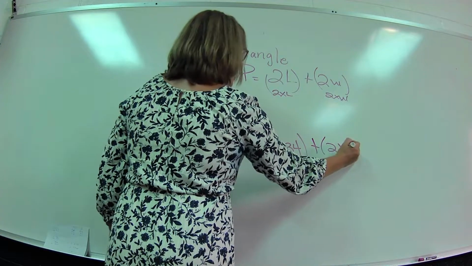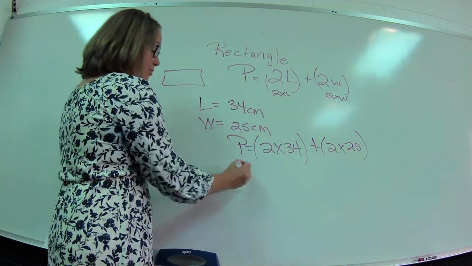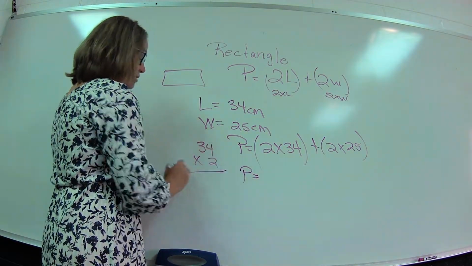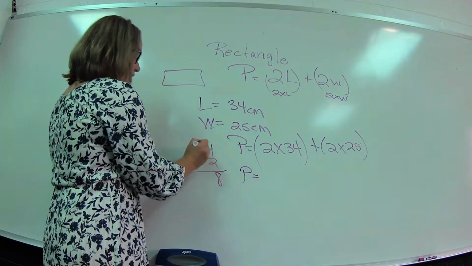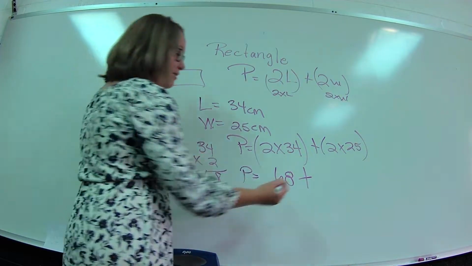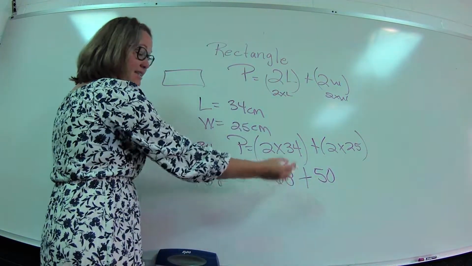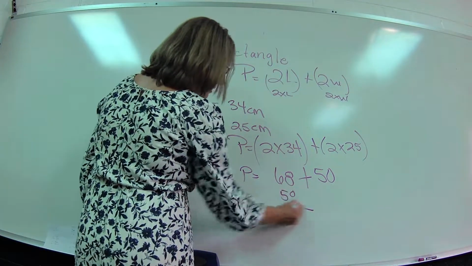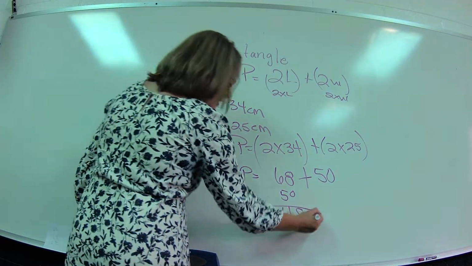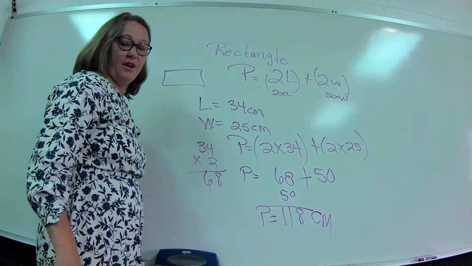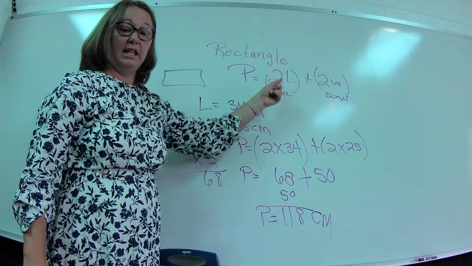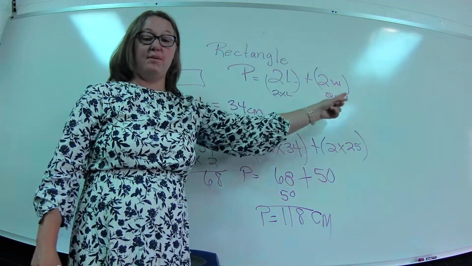Plus 2 times width. Now I can do P equals, I need to do 2 times 34. 34 times 2. 2 times 4 is 8. 2 times 3 is 6. So I have 68. Plus 2 times 25. That gives me 50. Now I need to add 68 and 50. So put my little 50 there. 118 centimeters. All right, so again, the rectangle formula is P for perimeter equals 2 times length plus 2 times width.